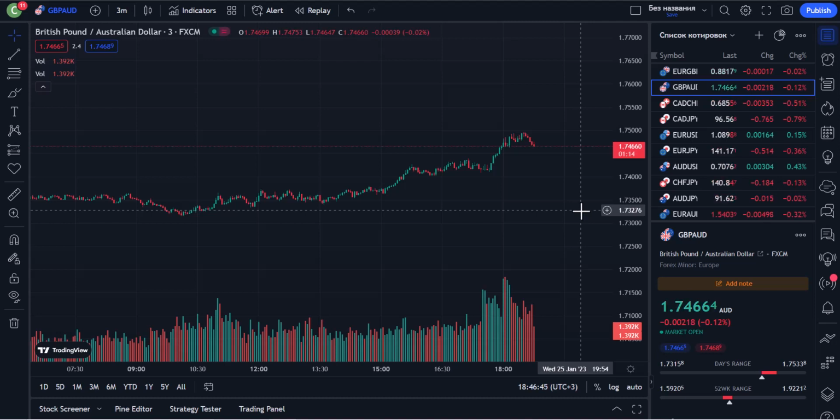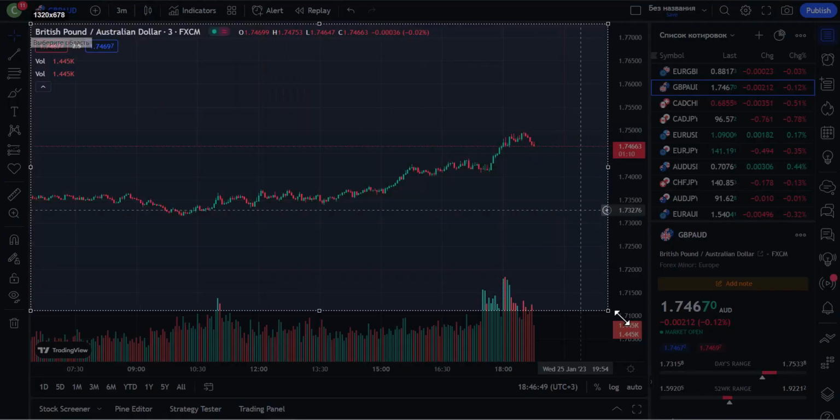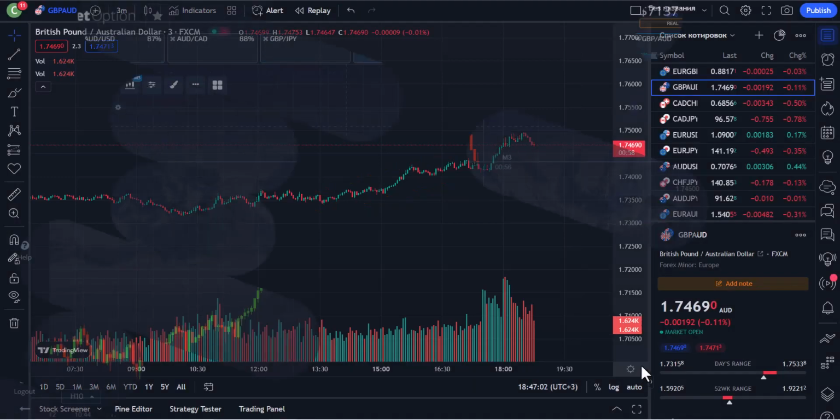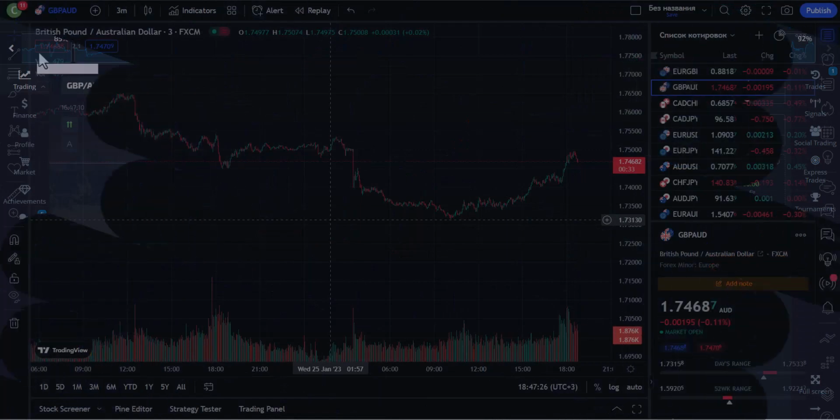But before tips, we will start with the technical analysis. And our first pair for today will be British pound to Australian dollar. We are going to use our main weapon, that is resistance and support lines. We will invest in the price decrease after the reversal from the resistance line. So let's switch to the broker and make our investment. We will invest 500 with 3-minute expiration time for price decrease, as I said previously.